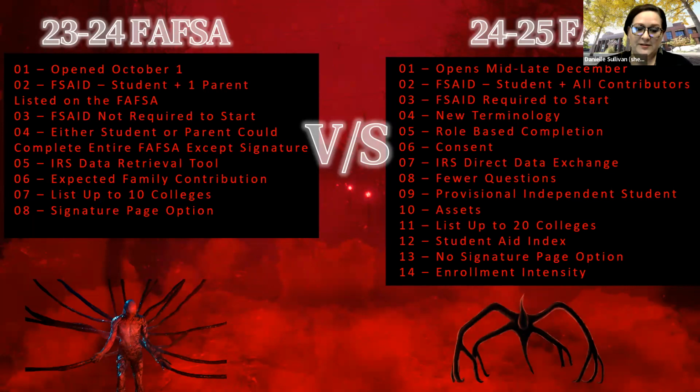The asset questions have changed, and Darcy will cover what has changed with assets. You can also list up to 20 colleges, which is pretty sweet, instead of 10. The expected family contribution is morphing into the student aid index. So that is brand new.